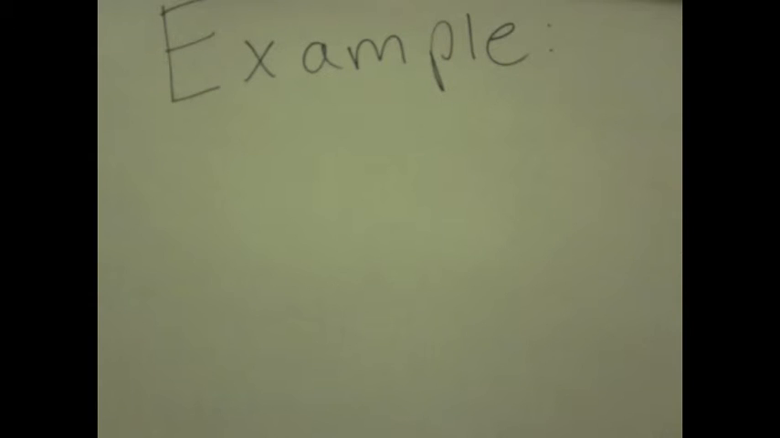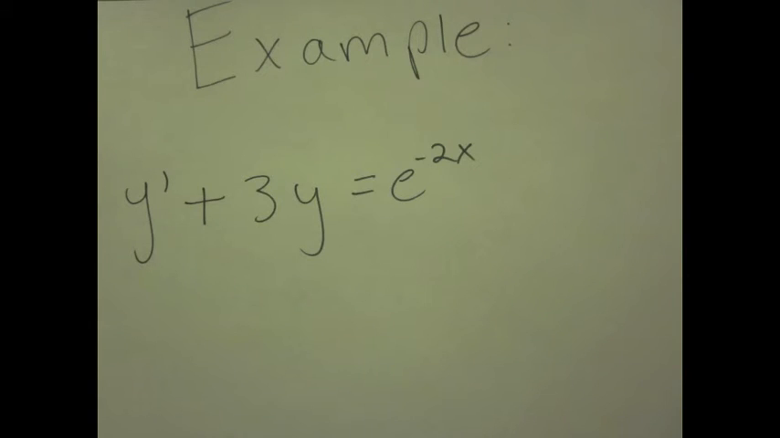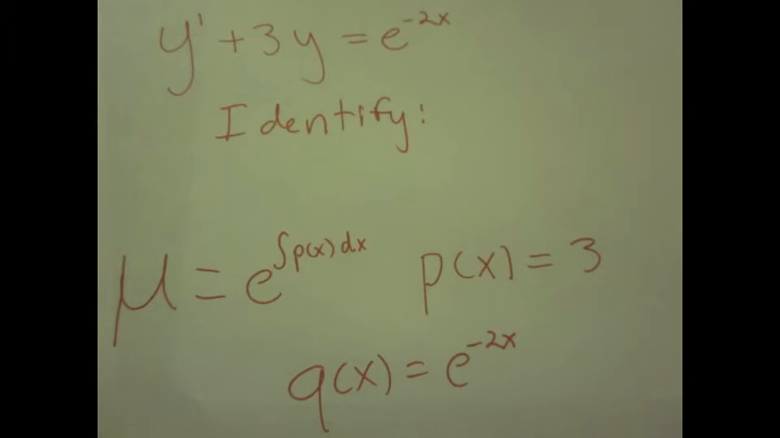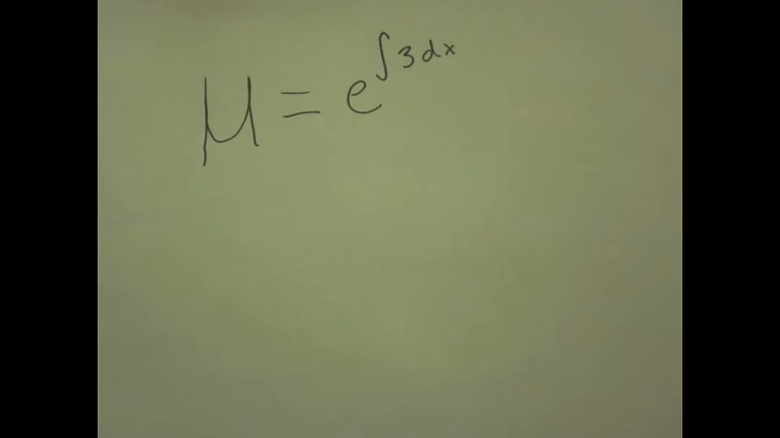Now let's do an example and find the solution equation of a first-order linear differential equation using the method of integrating factors. We'll use the example y prime plus 3y equals e to the negative 2x. You can see that this equation is already in the form that we need, so we can just start off by identifying the variables. The first variable, mu, we can save that for a couple seconds because we need to know p of x and the integral of it. And we know p of x is 3, and q of x is e to the negative 2x. So mu must be e to the integral of 3 dx.